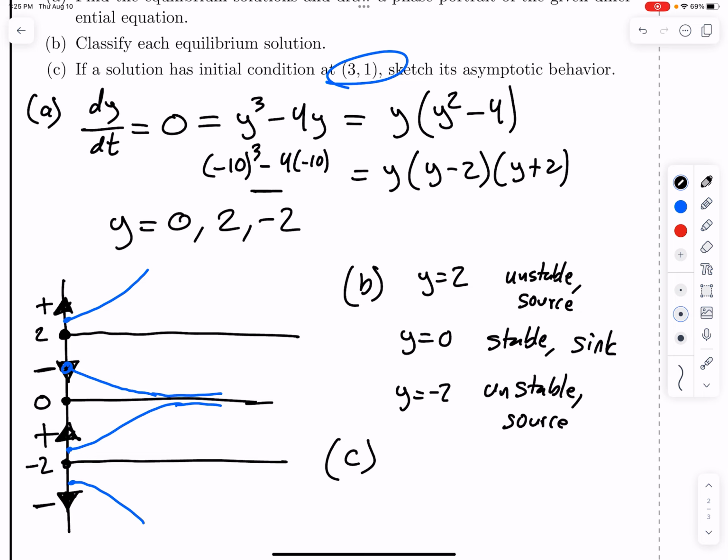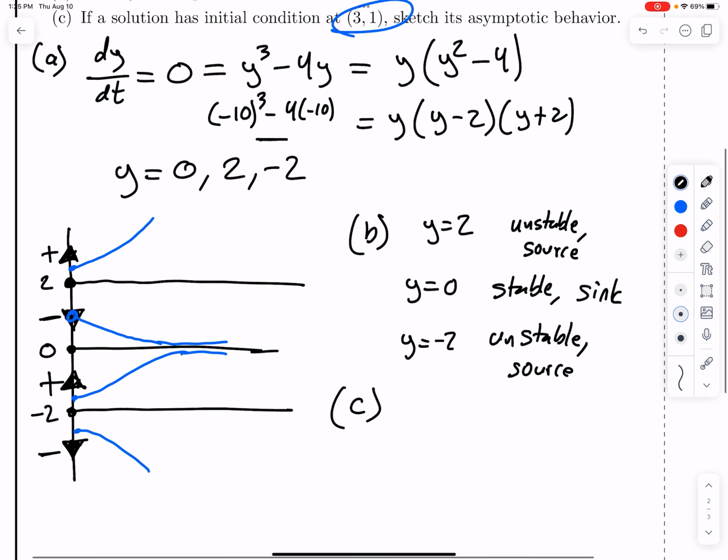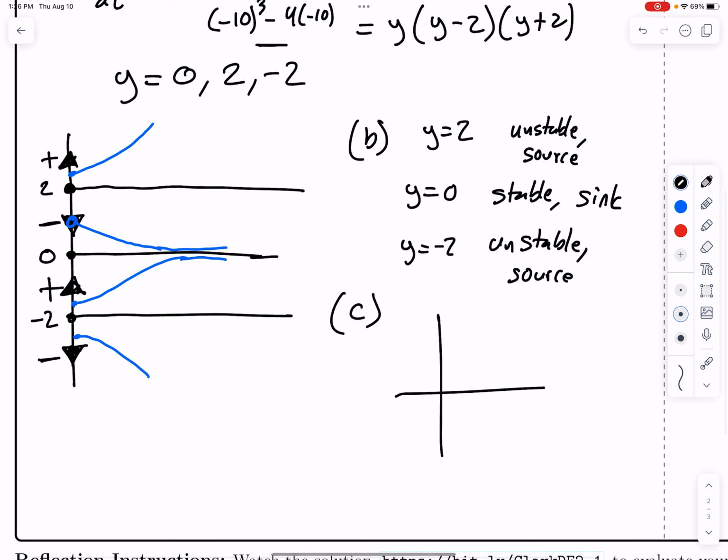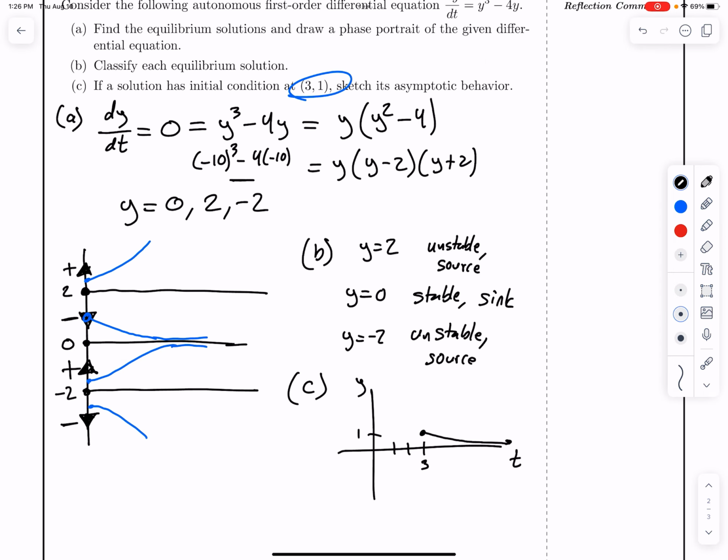And then for part C, they want us to graph a solution with initial condition (3,1). So here's the point (3,1). If the y value is 1, that's here, and the solution should be decaying towards 0, right? So basically that solution should decay towards 0 in the ty-plane. All right, so that is the solution to that problem.